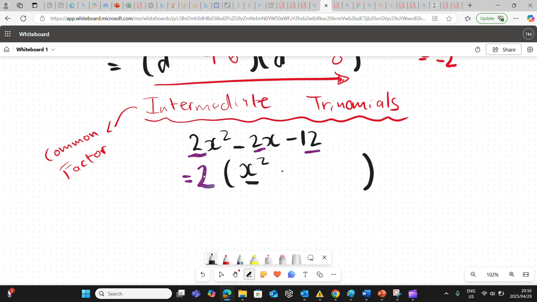2 times what would give me back a negative 2x? It needs to multiply with a negative 1x. And lastly, 2 times what would give me back a negative 12? It has to multiply with a negative 6. So we've taken out our common factor. We keep it outside there, and the expression inside the bracket, we're going to factorize as an easy trinomial.